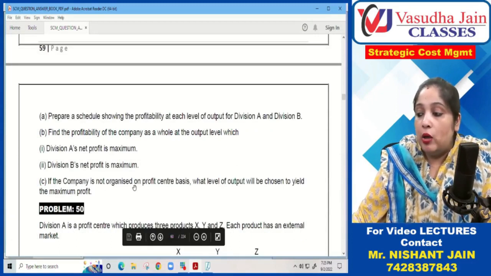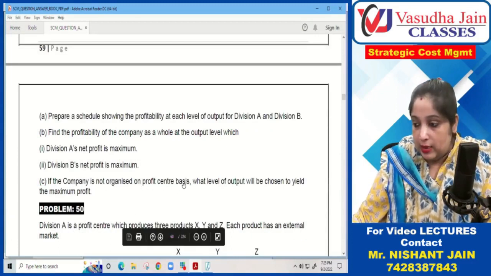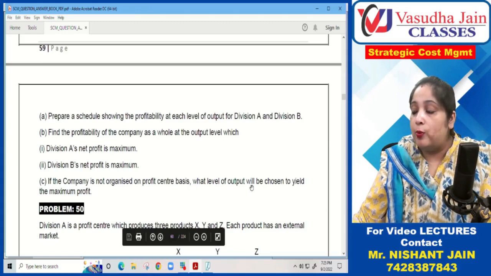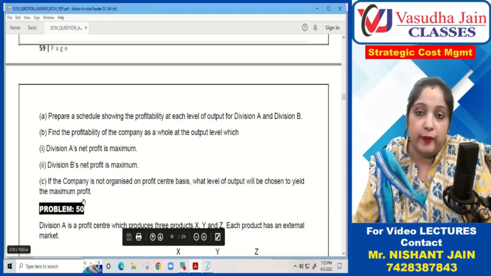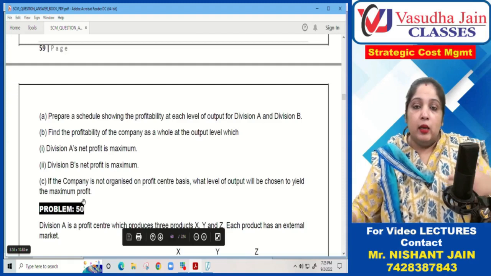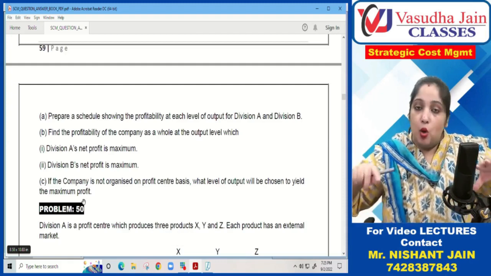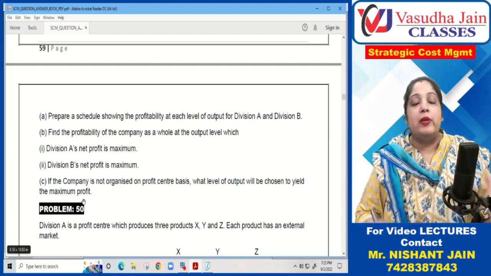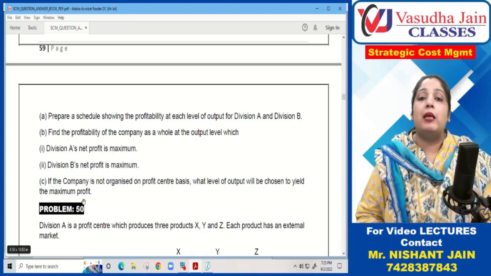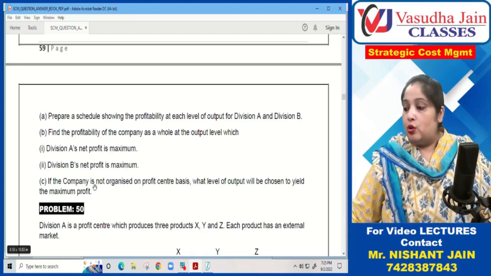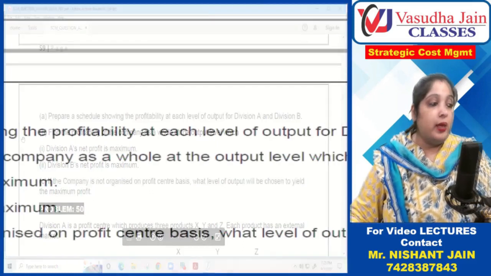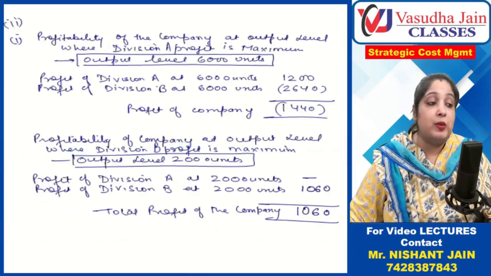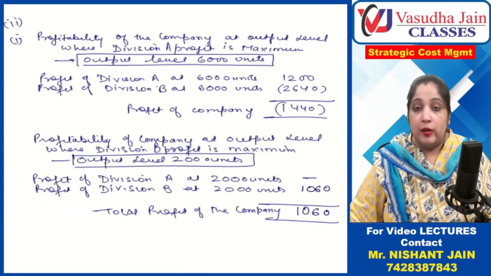If the company is not organized on a profit center basis, so nobody has to earn any profit, what level of output will be chosen to yield the maximum profit? Obviously, if independent departments are not profit centers, what level of output should we sell? Obviously, we will sell that level of output where the company as a whole is making the highest profit, right? So we are being asked what level we should sell if individual departments' interest is not to be seen.